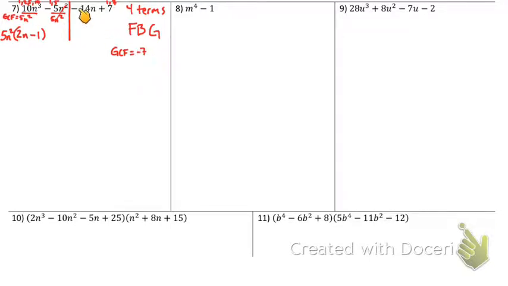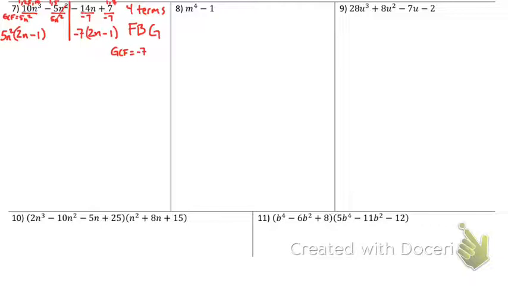Now take your GCF and divide away. So we're going to divide by negative 7. Negative 14 divided by negative 7. That's actually positive 2. Bring down the n. 7 divided by negative 7. That's negative 1. And then we put our negative 7 in front, our GCF.